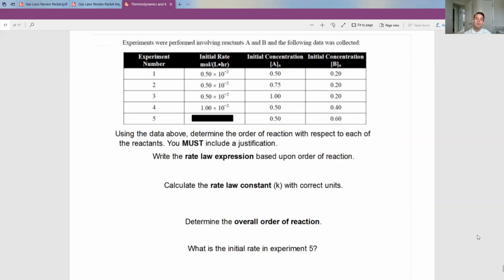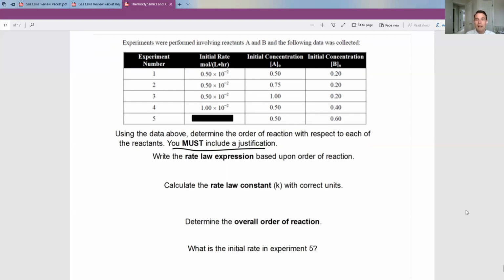So use the data above, determine the order for the reaction in respect to each of the reactants, and you must include a justification. And the justification part is very important. So I'm going to show you how to do this, and I'm going to show you what you need to write in order to justify it.